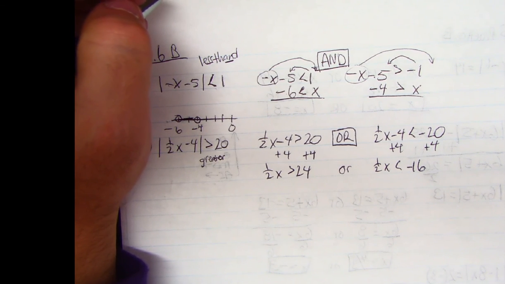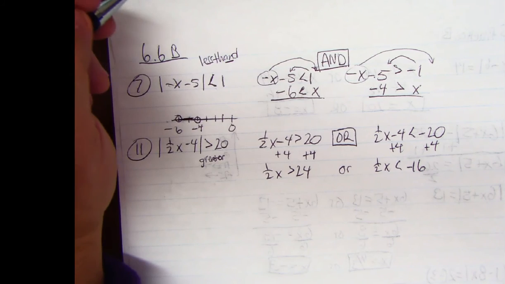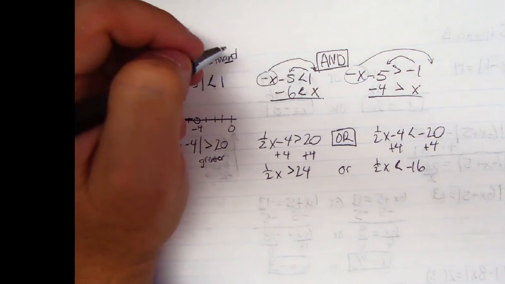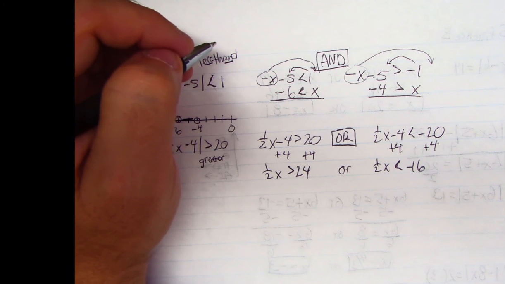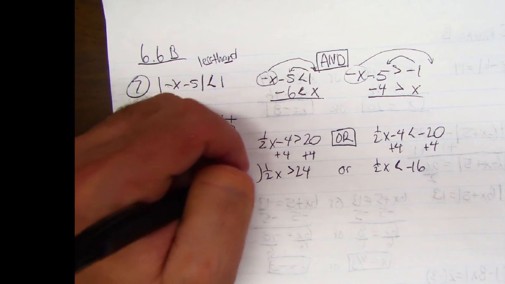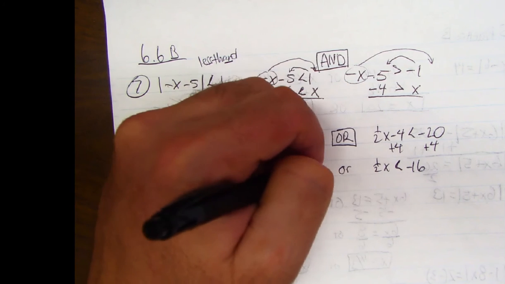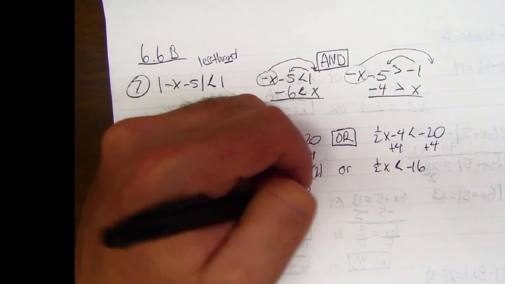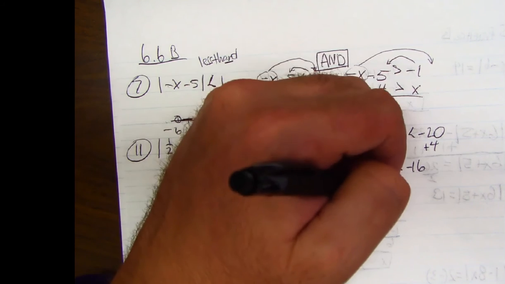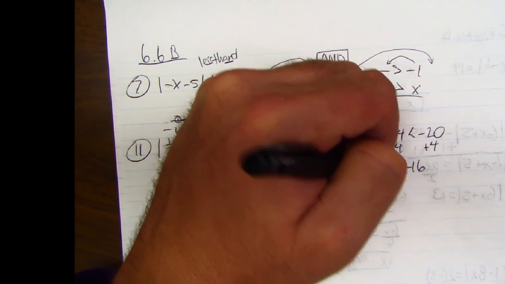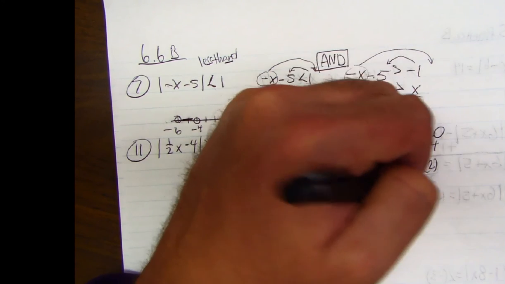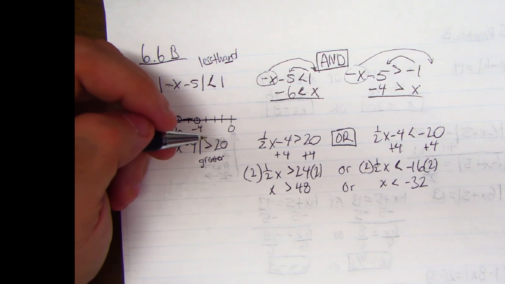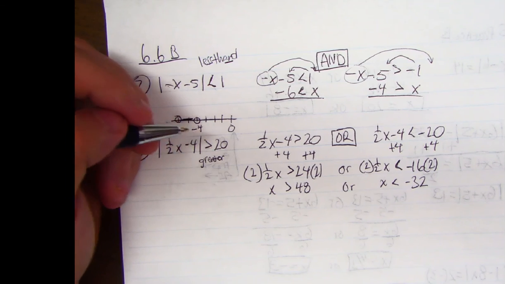And what's the last step? How do I get rid of this 1/2? Divided by 1/2 is the same thing as multiplying by 2. Remember the reciprocal. So x is greater than 48. Or, again, I'm doing 2 again. X is less than -32. So it's either greater than 48 or less than -32.